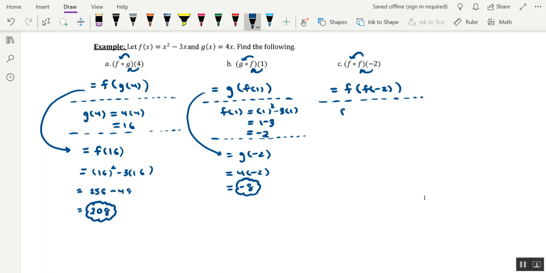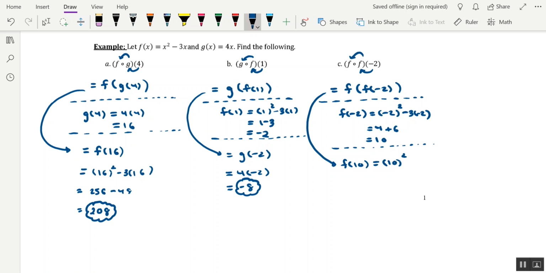We'll break off and figure out what f of negative 2 is. That's going to be found by doing negative 2 squared minus 3 times negative 2. In other words, that's 4 plus 6, giving us 10. So what this boils down to is figuring out what f of 10 is. And we can figure that out by doing 10 squared minus 3 times 10, which is 100 minus 30, giving us a final answer of 70.